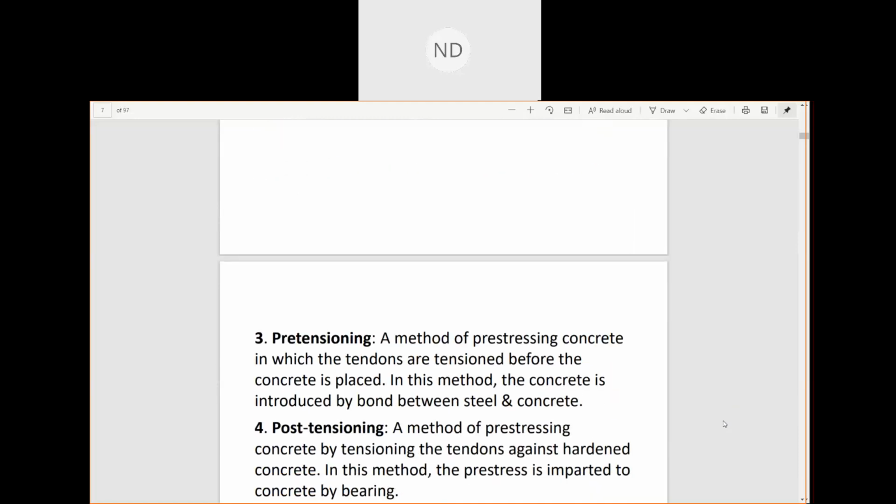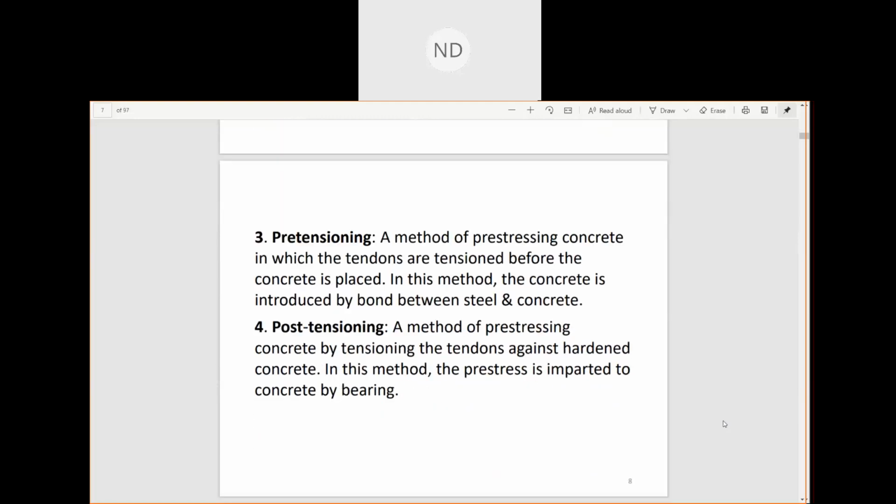Now comes pre-tensioning and post-tensioning. What is pre-tensioning and what is post-tensioning? See here, pre-tensioning is a method of pre-stressing concrete in which the tendons are tensioned before the concrete is placed. In this method, the pre-stress is introduced by bond between steel and concrete. And post-tensioning is a method of pre-stressing concrete by tensioning the tendons against hardened concrete, which means, now I'll tell you.